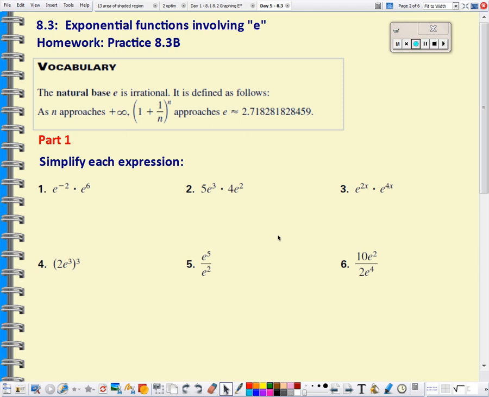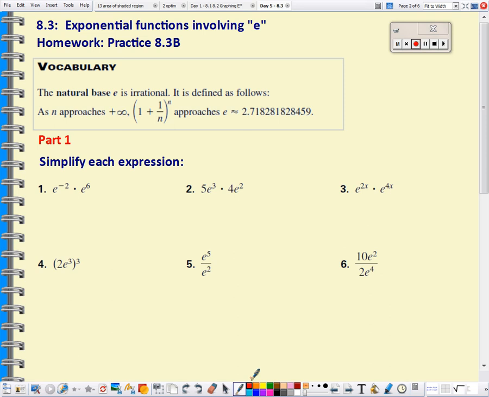Today we're going to learn about a new number, and that number is e. So right here is our definition of what e is. The natural base e is an irrational number. It's defined as follows: as n approaches infinity, the number e is approximately 2.71828 and so on.